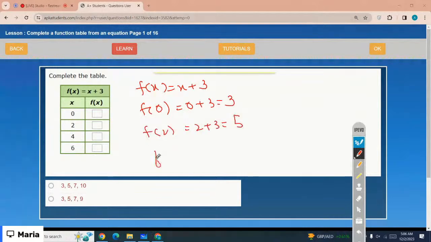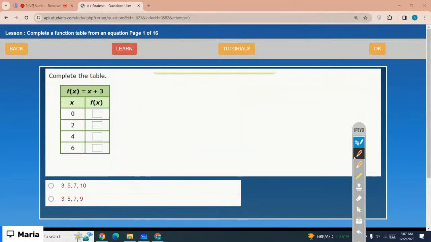Same thing you have to do for f of 4. So just replace the x with 4. So 4 plus 3 equals 7. Right? Then you have to evaluate at 6. So that would be 6 plus 3 is equal to 9. So the missing values are 3, 5, 7 and 9. So option number 2 is the correct option, that is 3, 5, 7 and 9.